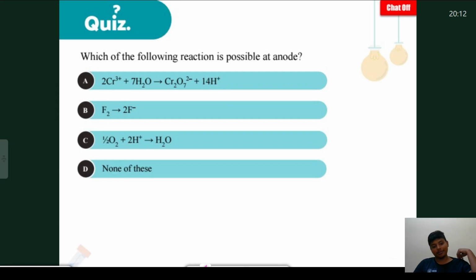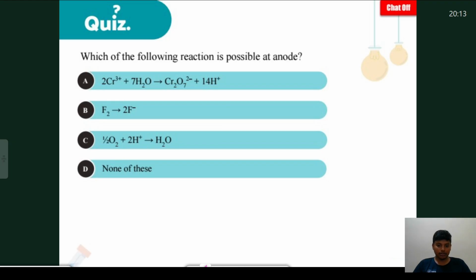Let's see. If you can tell, I can understand that you are in a good position. No, option B. Why did you tell option B? There is something you thought about, like something is going oxidation, something reduction. So anode means oxidation, right? So, yes sir, you are telling B is not possible.